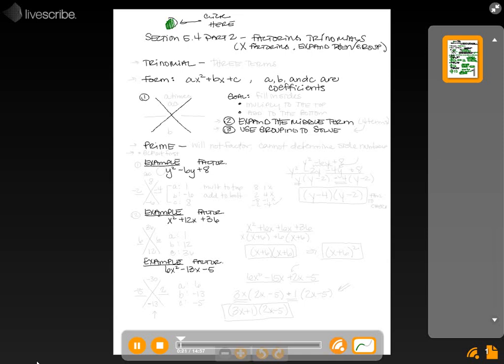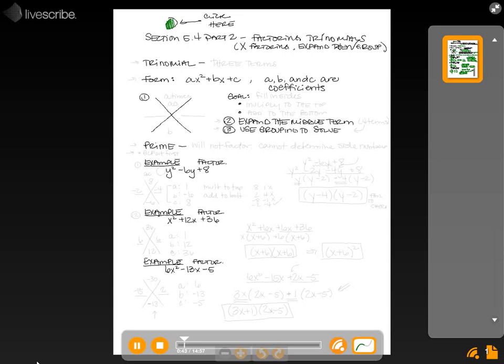Depending on the worksheet you have, who your teacher is, or what the directions say, they may use any of those three phrases to tell you that you're supposed to factor this type of problem. So be familiar that factoring trinomials, X factoring, and expand then group all mean the same thing. That's all this process we're going to do today in our notes.